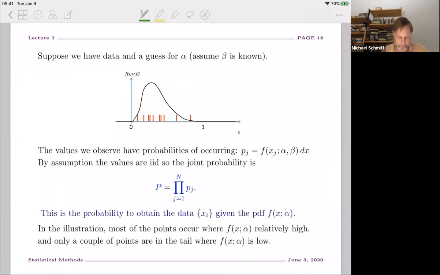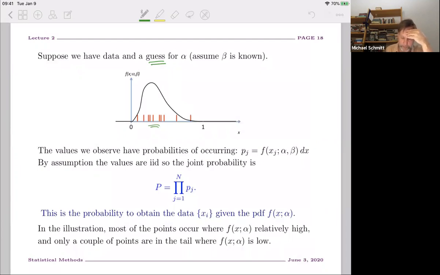So let's figure this out. Let's suppose we already know what beta is, okay? And here's the data, and here's a guess for alpha. Well, the maximum of the curve that we get for that value of alpha ought to correspond to where a lot of the data are, because that's how it works, right? You'll get a lot of data where the PDF is high, and not so much data where the PDF is low. So you want to match the maximum of the curve to where the data are densest. And you want to do that matching by varying alpha.